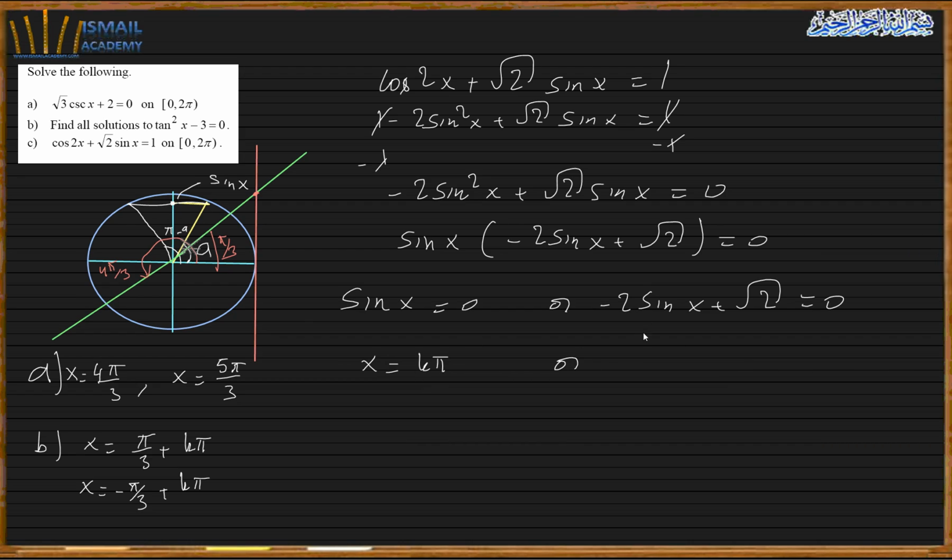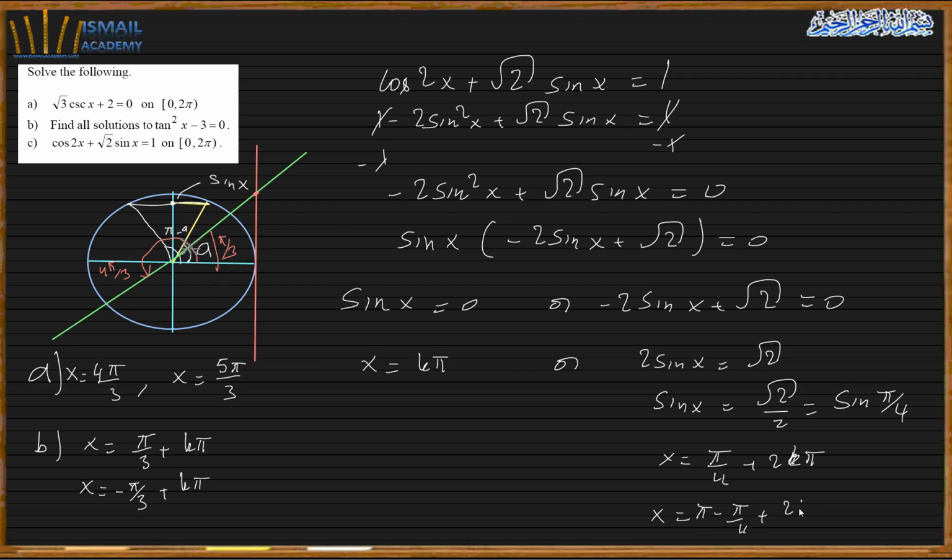Or I have minus 2 sine of x plus square root of 2 equals 0. I switch those two, so I will have 2 sine x equals square root of 2. That means sine x equals square root of 2 over 2. And this is the same thing as sine pi over 4. And we know, as we just did for sine, that x is either equal to pi over 4 plus 2k pi, or x equals pi minus pi over 4 plus 2k pi.